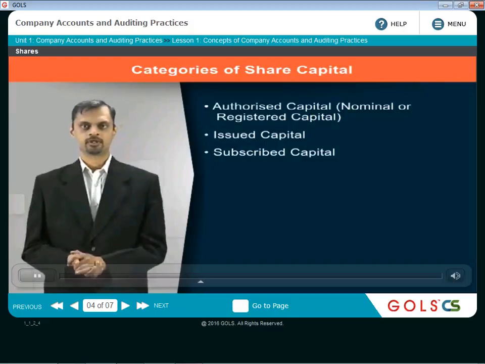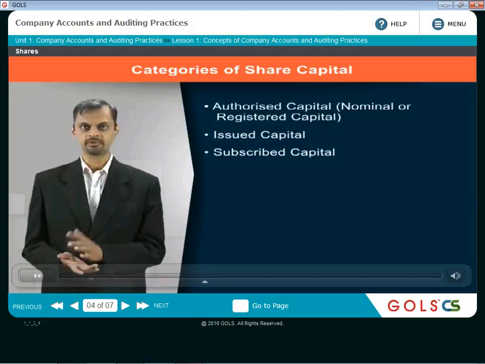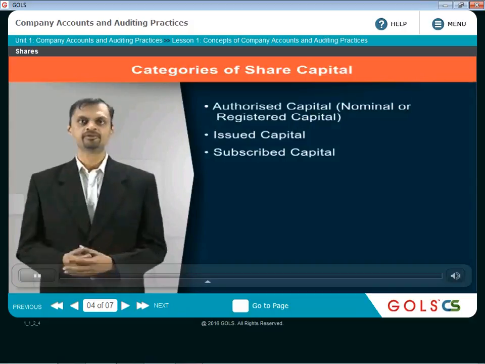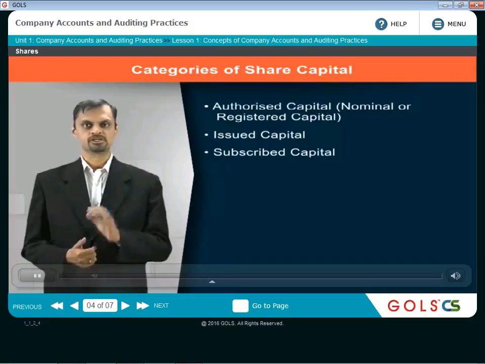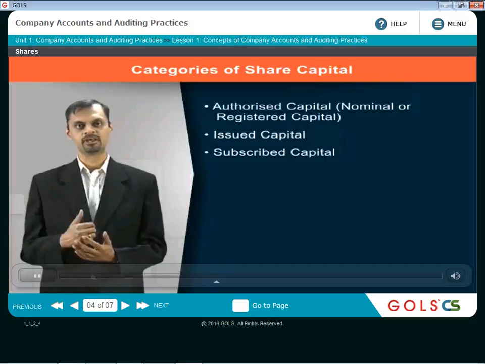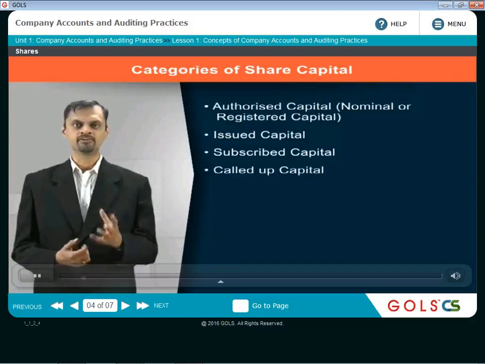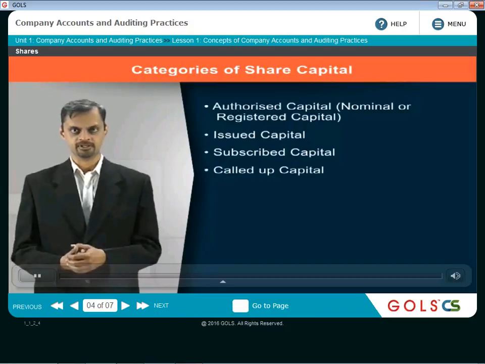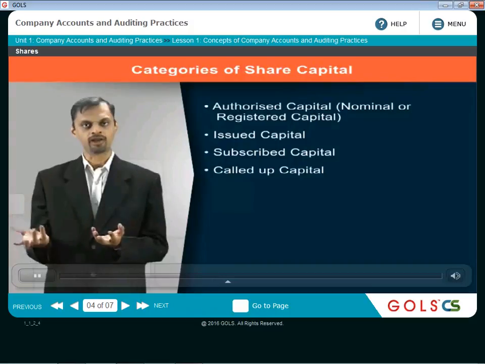Now what happens if people are actually applying for more than 90? Even that can be a theoretical possibility. We'll talk about that when we talk about oversubscription, undersubscription, all those things. So for the time being, just remember that subscribed capital is the capital which is subscribed for by the public and allotted by the company. Now 85 rupees are allotted by the company as shares. Again, it is not necessary that the entire 85 rupees will be called up by the company at one go.